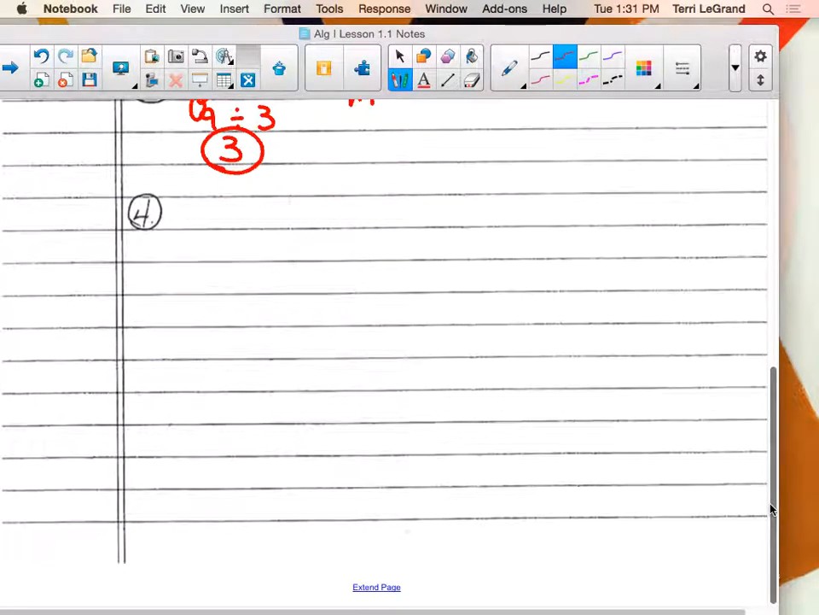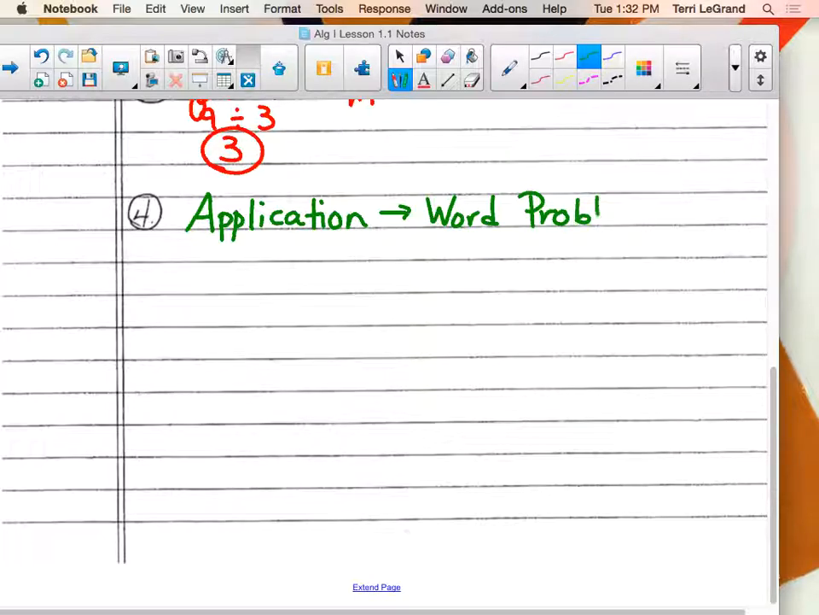And our fourth objective, typically the last objective in a particular book, will be application. So we're going to put application. Application is another way of saying you're going to do a word problem. You're going to apply your knowledge to a word problem. Okay?